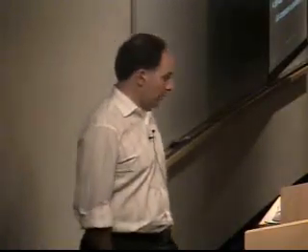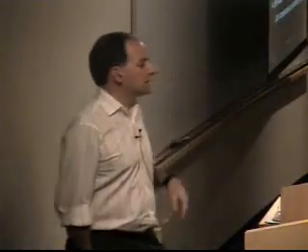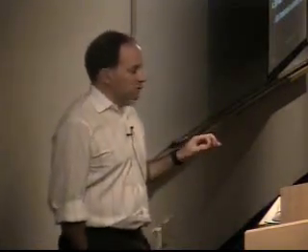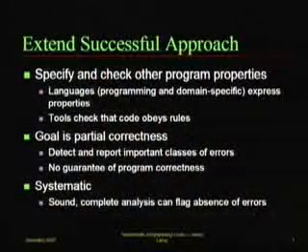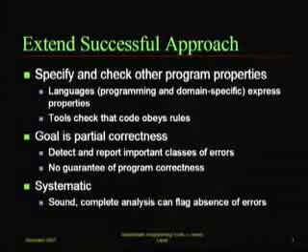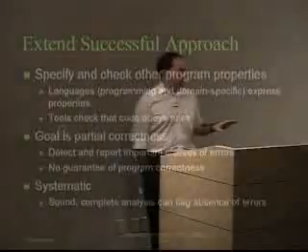So what we would like to do is extend this approach, which we see as a very successful result in programming. And the idea here is we would like to check other program properties. We're going to look at languages, both in terms of programming languages and then other languages which are specific to the specifications that express the properties. We're going to build tools that check that the actual code obeys the properties that the programmer wrote down. And the goal, as I'll remind you again, is partial correctness.